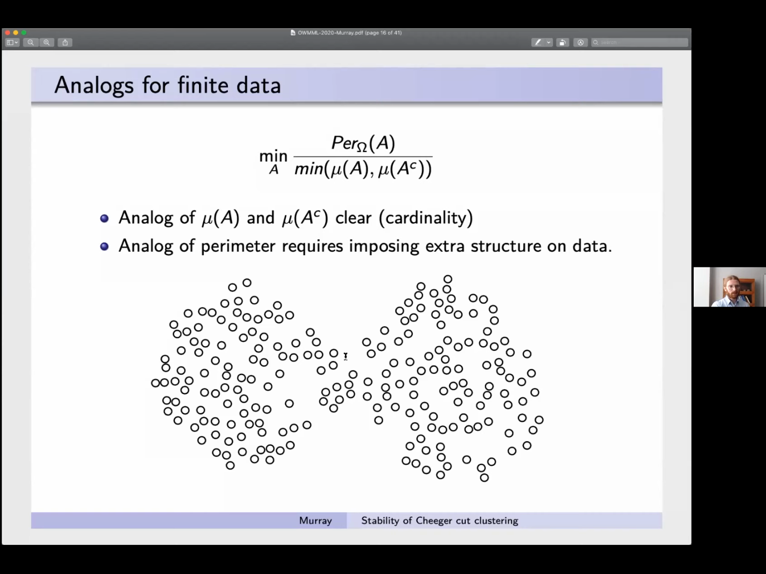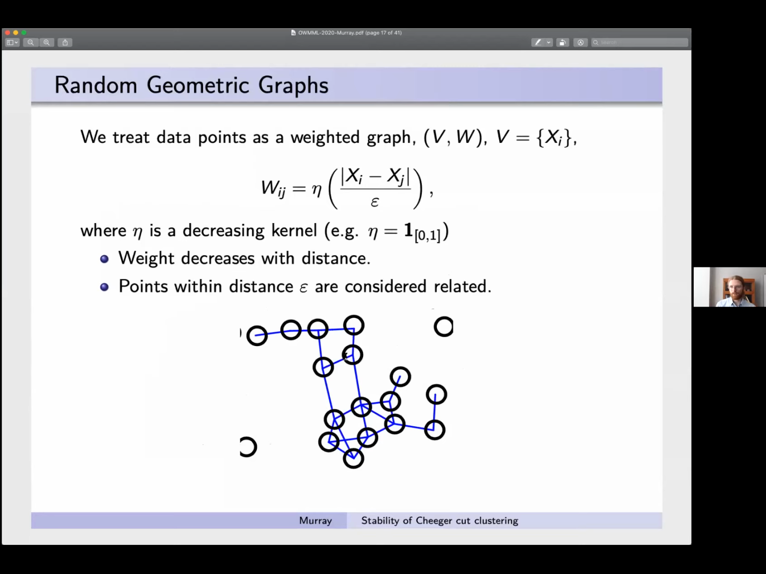All right, so if we're thinking about the analog of the perimeter for finite data, we need to impose some type of additional structure. If I just look at a particular subset of these data points, understanding what the perimeter between that subset and its complement is doesn't really make sense unless I impose some additional structure. And the structure that we chose to use, and that many others have indeed chosen to use in this context, is what's called a random geometric graph. We're going to take these random points that are sampled from this distribution mu, and we're going to treat them as a weighted graph.